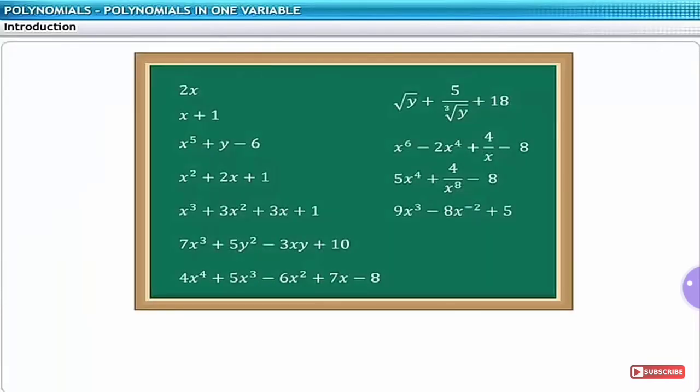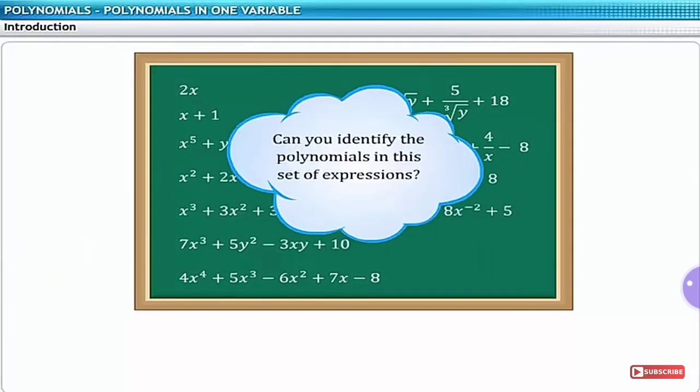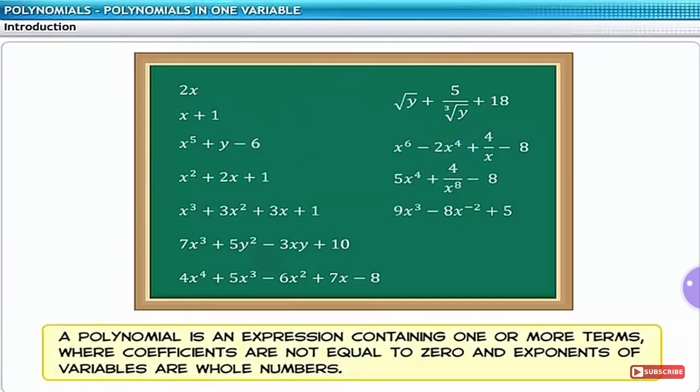Look at the expressions on the screen. Can you identify the polynomials in this set of expressions? A polynomial is an expression containing one or more terms where coefficients are not equal to zero and exponents of variables are whole numbers. A polynomial can have one or more variables.